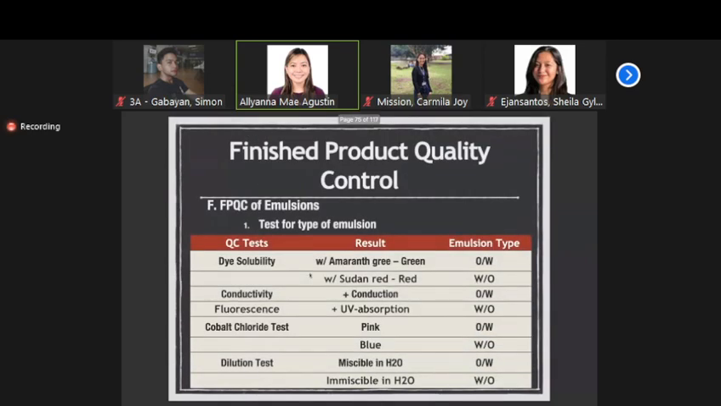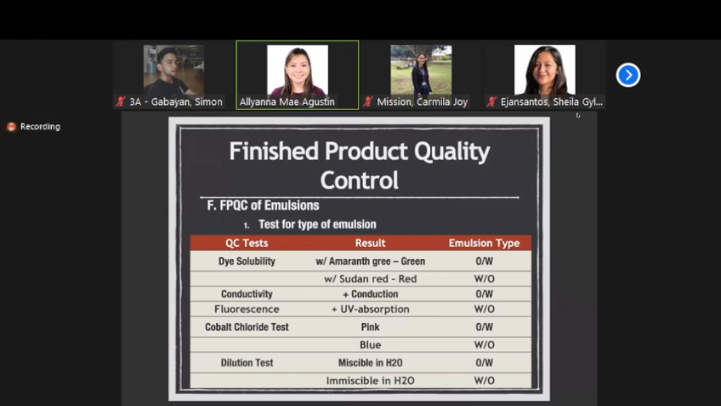Okay, next we have your emulsion. So, this, class, is very important. Know the different tests and results for each type of emulsion. Okay, so what is our basic principle here? The basic principle is that the dispersion medium dictates the property of the emulsion.